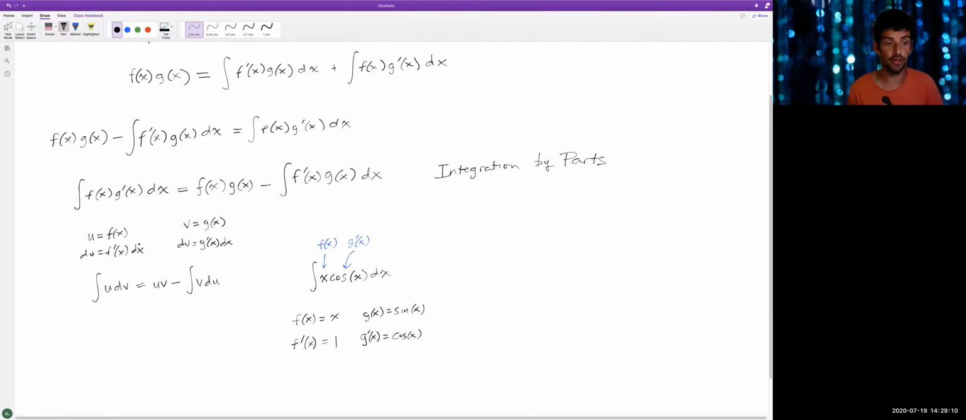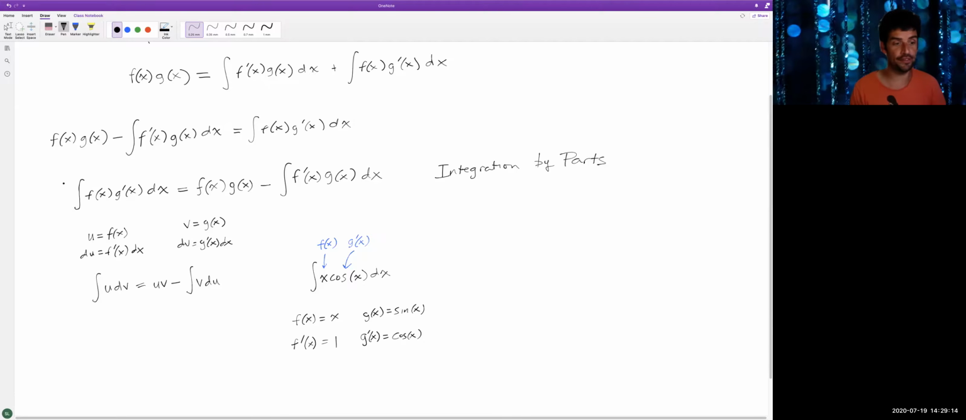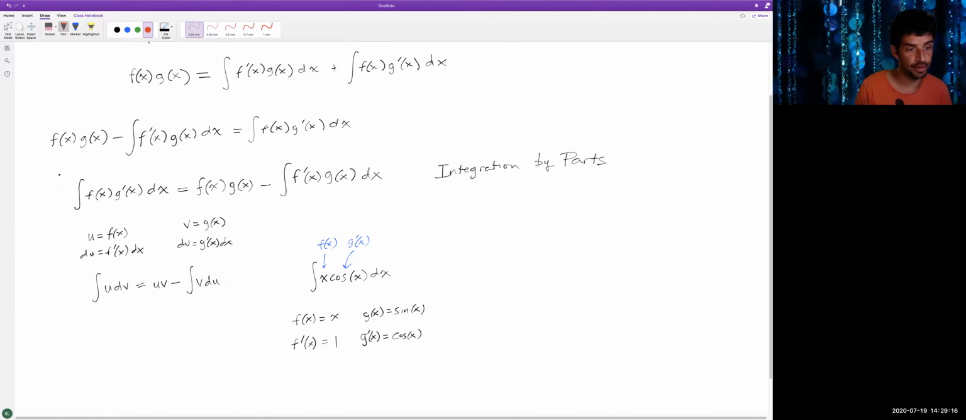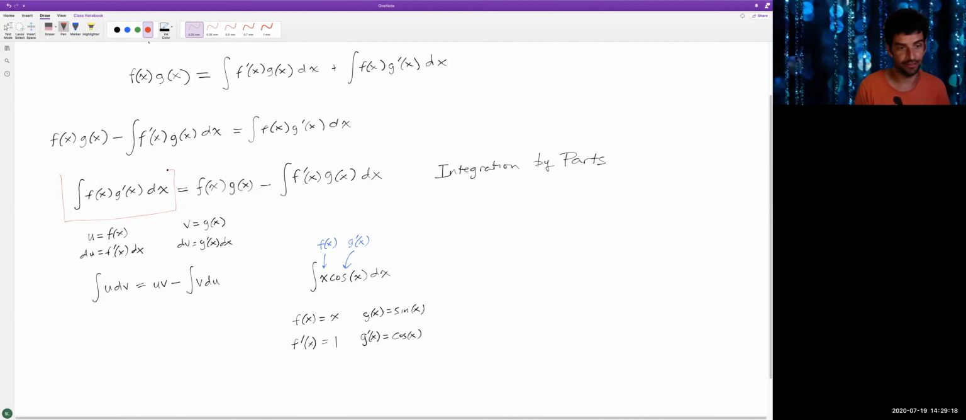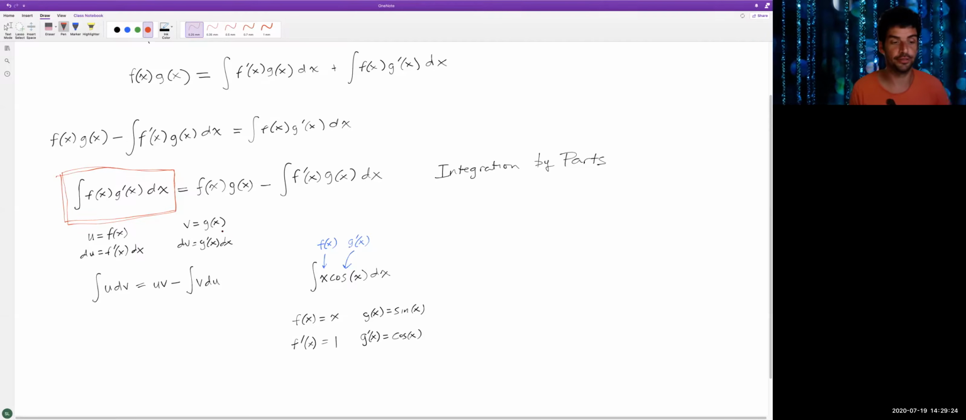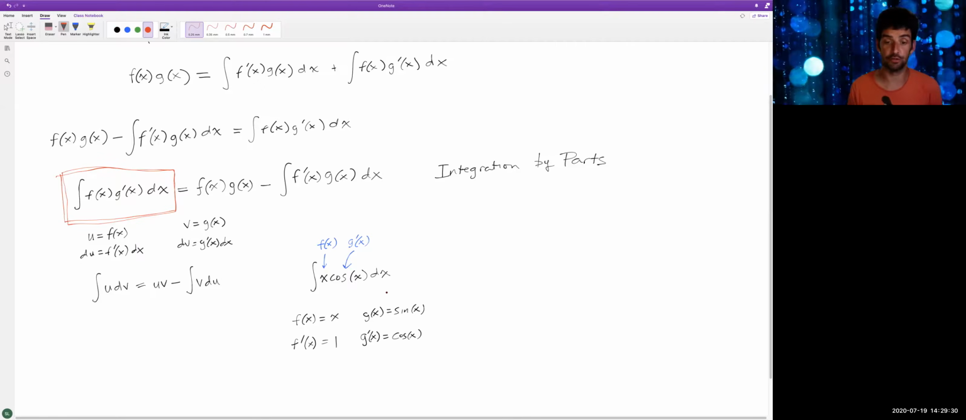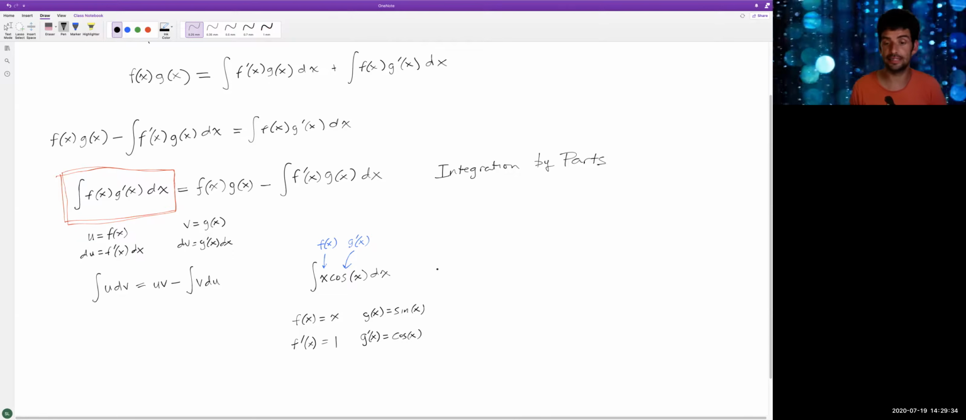I have this integral, and I looked at the form we have on the left, in the red box. I looked at this thing in the red box in our integration by parts formula and decided what's playing the role of f, what's playing the role of g prime, and I assigned those roles. Given those roles, I can now write down the right-hand side.